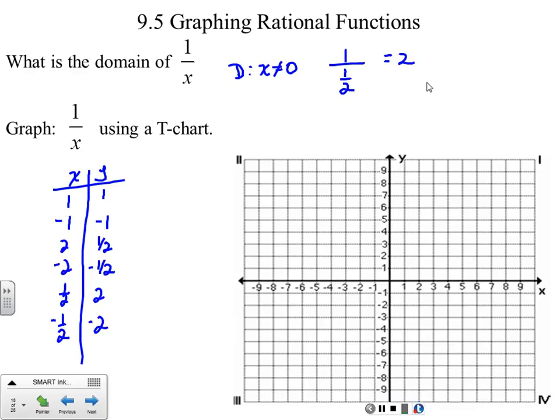So let's plot these and see what happens. 1, 1 is going to go here. -1, -1 is going to go here. If I go to 2, it's going to be at 1/2, and if I go to -2, it's going to be at -1/2. But if I go to 1/2, it's going to go up to 2, and if I go to -1/2, it's going to go down to -2. Do you see what this curve is doing?